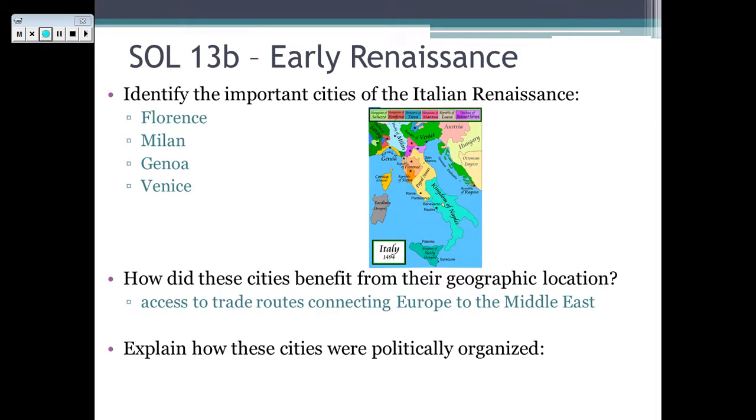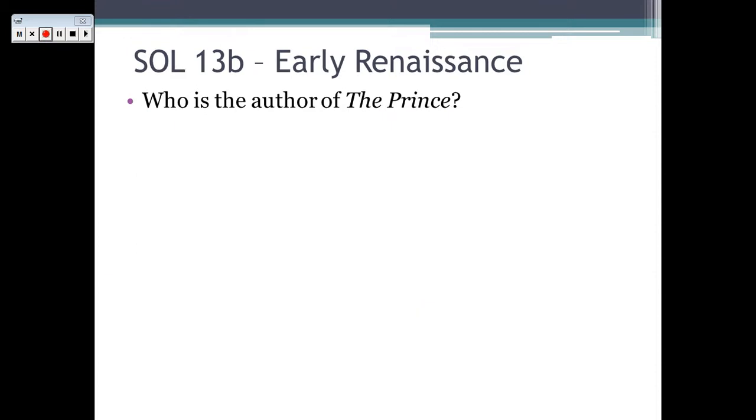And these cities were politically organized as independent city-states that were governed as republics. So they are not part of one large country. They're their own individual little city-states with their own small government. They can set their own tariffs and taxes and trade laws, which allows them to make trade a lot freer and easier through their ports.